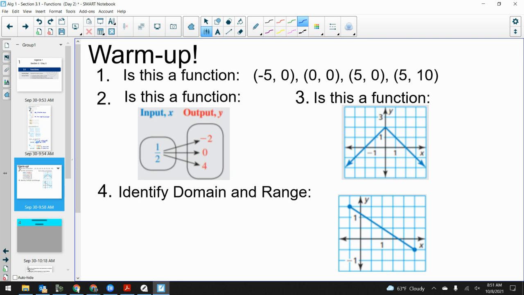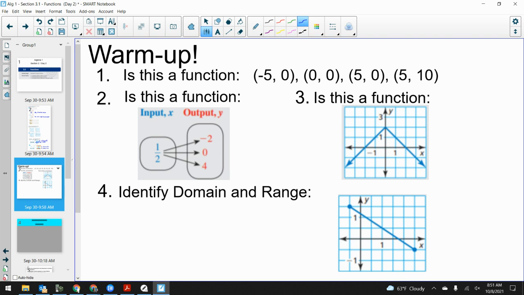Number 2, is that a function? Solomon, is that a function? No. Why not? Is that the number 1/2 that has, oh, because it goes to 3 and a half. Yeah, 1/2 goes to 3 different numbers.